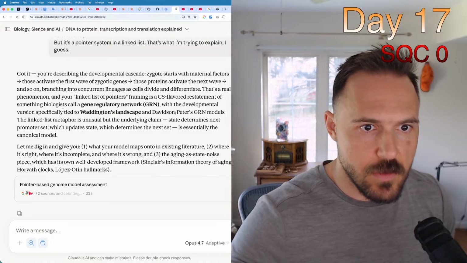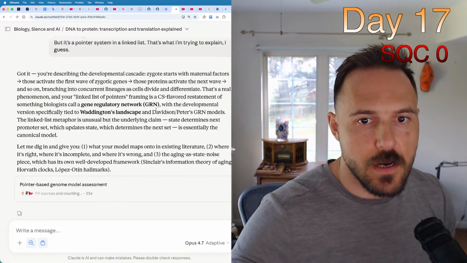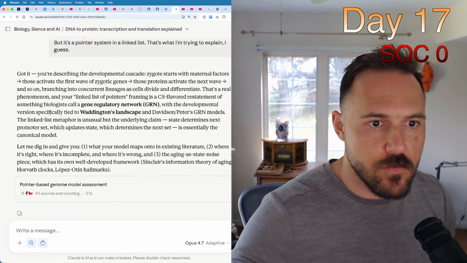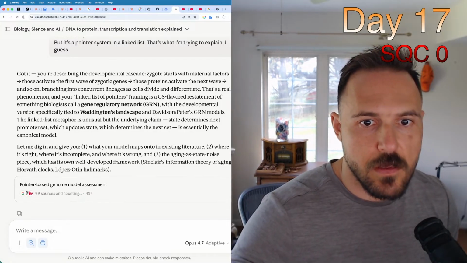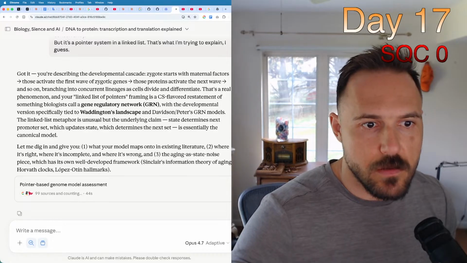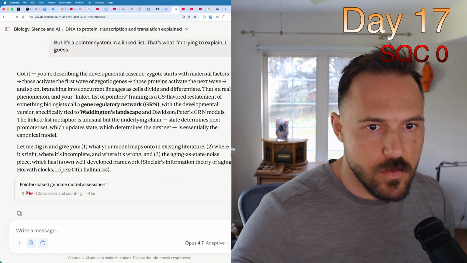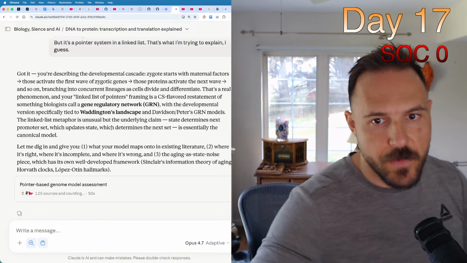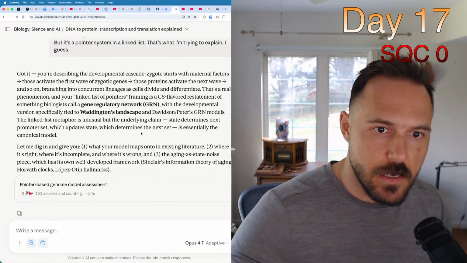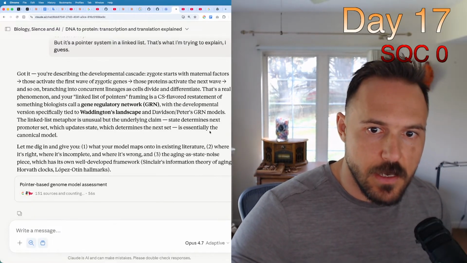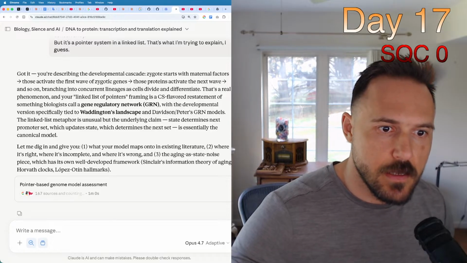A restatement of something biological, the gene regulatory network, GRN, with a developmental version specifically tied to the Waddington landscape and Davidson-Peter GRN models. The linked list metaphor is unusual, but the underlying claim, that the state determines the next promoter set, which updates states, which determines the next sets, is essentially the canonical model.